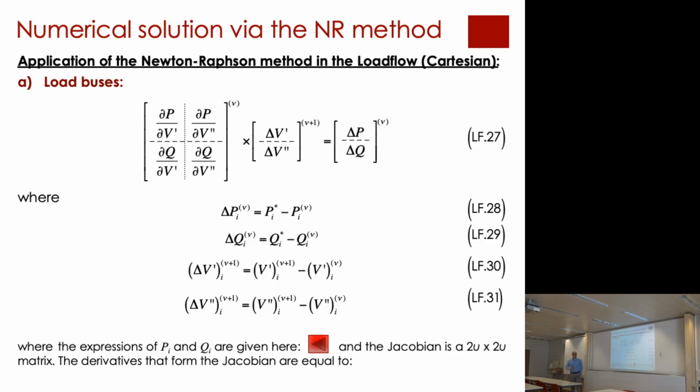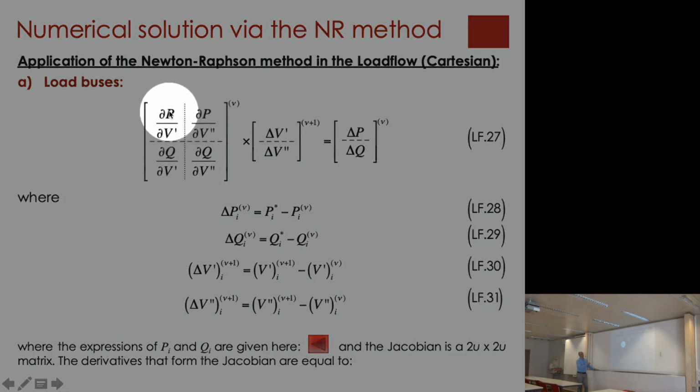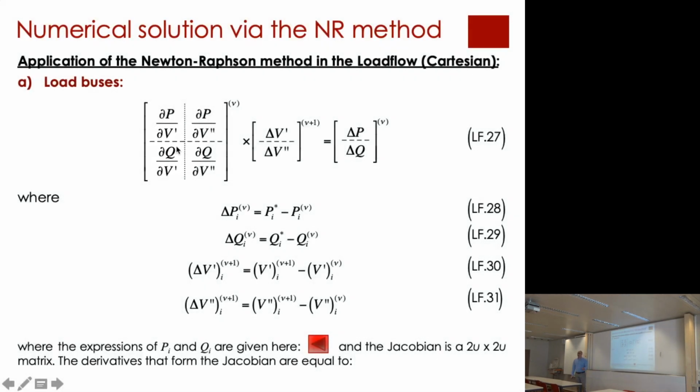Load flow in Cartesian coordinates. Which are the known variables? Well, we have to split between load buses, generation buses, and the slack. Now, in the load buses, what do we know? We know the active power P and reactive power Q, so essentially the active and reactive power are the Y. The unknowns are the real and imaginary part of the voltage.